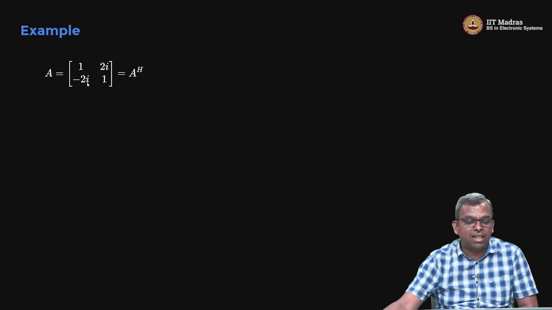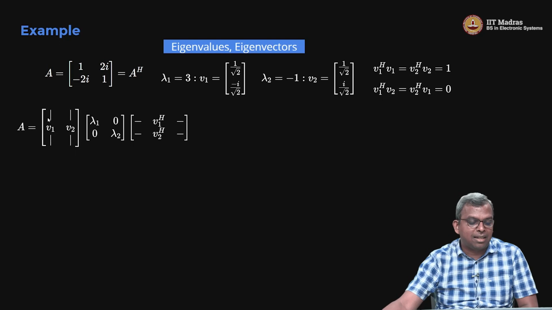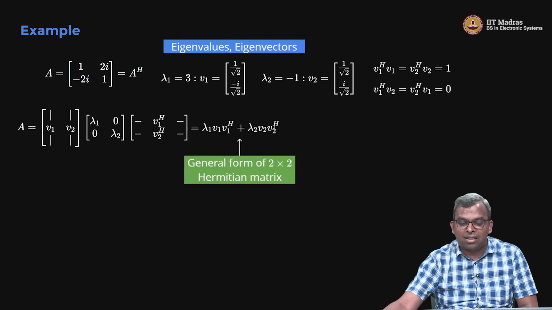This matrix with entries 1, 2i, minus 2i, you can see that this is a Hermitian matrix. Go through, compute the eigenvalues. Of course, the eigenvalues are real. Eigenvectors end up being complex, but they are orthonormal. We know that the dot product of these two will get 0. Again, you can write the same A equals S D S inverse, which is actually S Hermitian. If you write that, you get this nice spectral decomposition type property, lambda 1 V1 V1 Hermitian plus lambda 2 V2 V2 Hermitian, and this is a general form of any 2 by 2 Hermitian matrix.